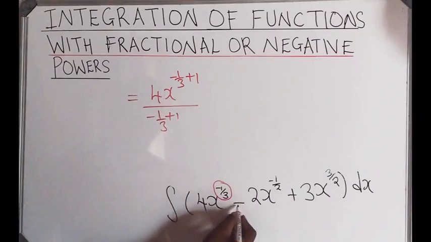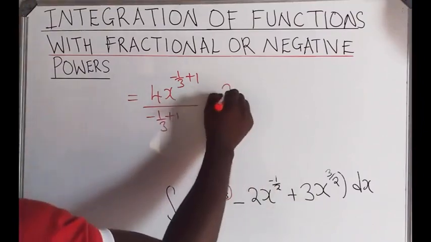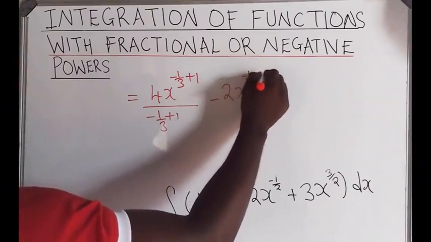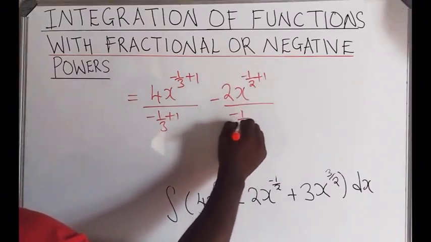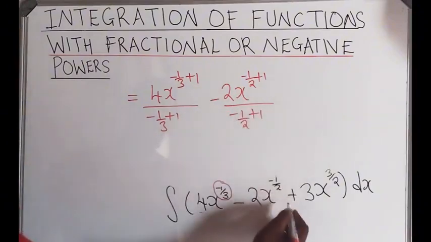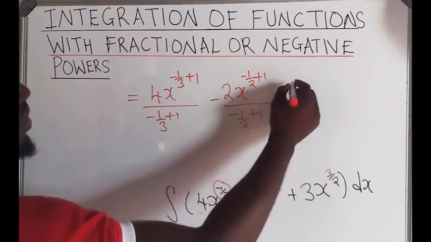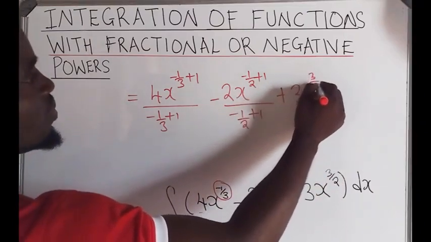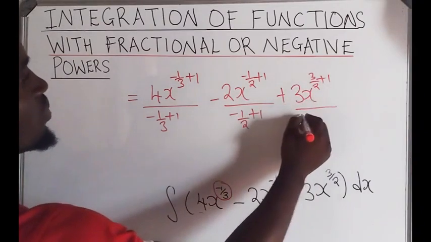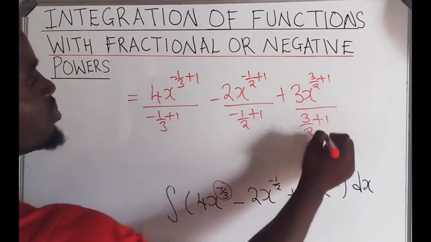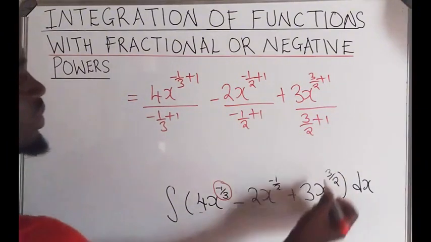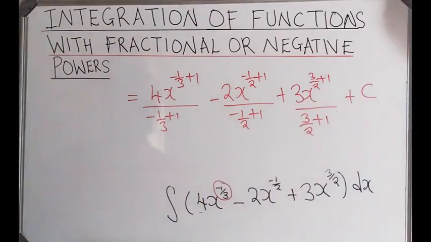I'll come here, minus 2x to the power negative half. Again, I'll add the 1 there, and again divide by negative 1 over 2 plus 1. And then plus, this is 3x to the power 3 over 2 plus 1, again over 3 over 2 plus 1. I hope you are following. So this is an indefinite integral, so definitely you are going to need the arbitrary constant, the c. So we add plus c there.